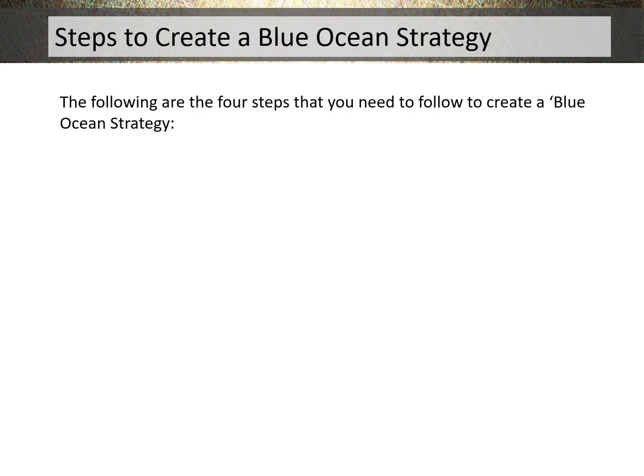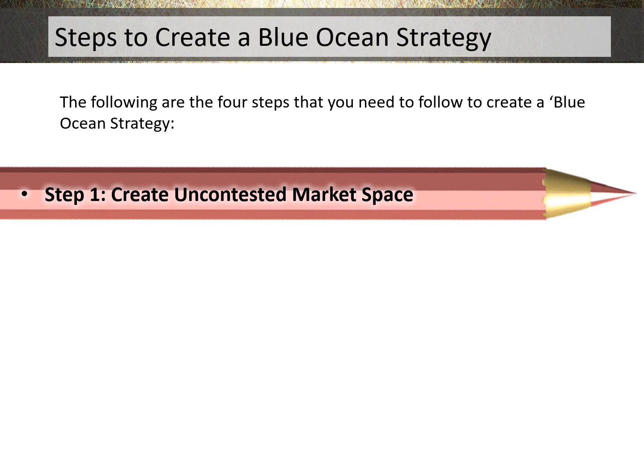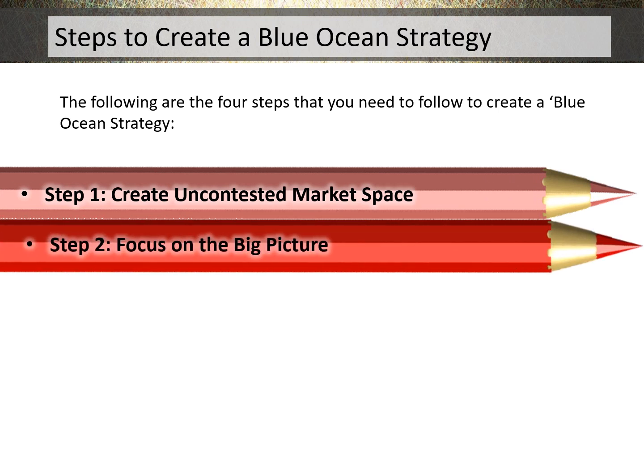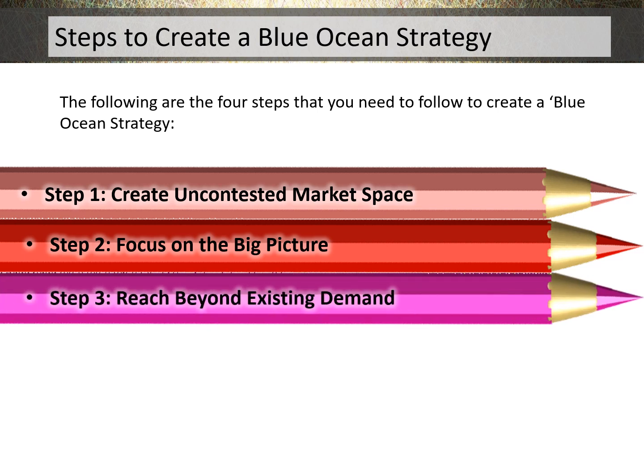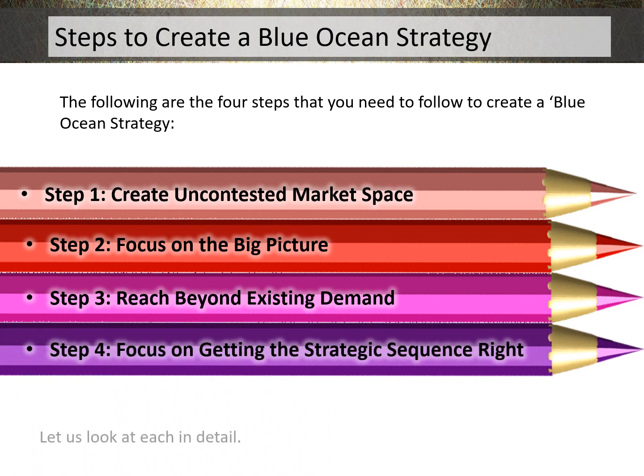Steps to create a blue ocean strategy. The following are the 4 steps that you need to follow to create a blue ocean strategy. They are: Step 1, create uncontested market space. Step 2, focus on the big picture. Step 3, reach beyond existing demand. Step 4, focus on getting the strategic sequence right. Let's look at each one of these in detail.